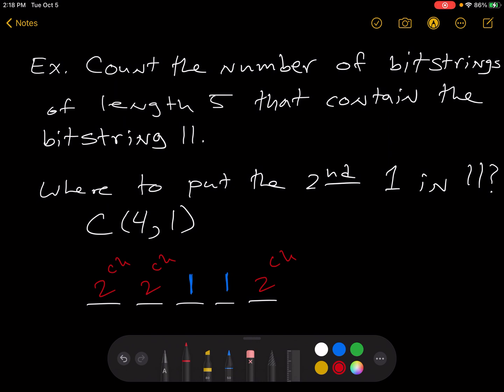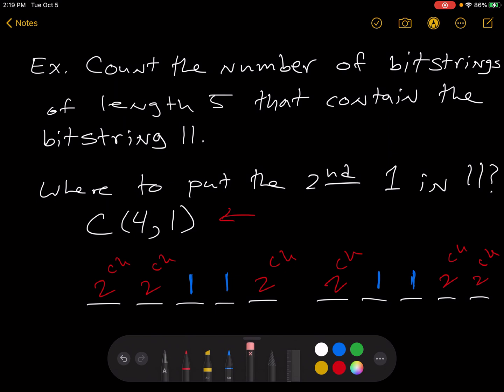And just to hit home the point, 1, 2, 3, 4, 5. If I chose, say, this as the position of my second 1, then that means my first 1 goes there, and it's still the same problem. It's 2 choices, 2 choices, 2 choices. So this C(4,1) right here takes care of all the different possibilities of where we could put the second 1. And then the problem reduces to, how many bit strings of length 3 are there?